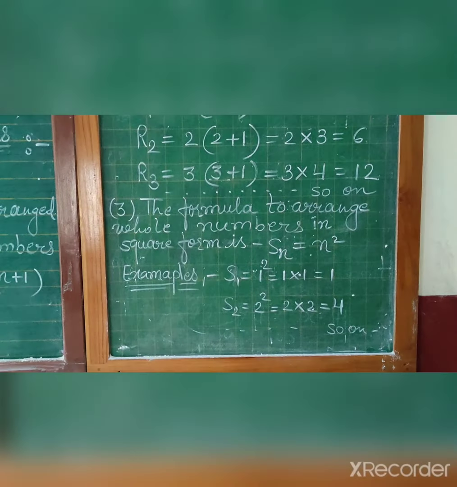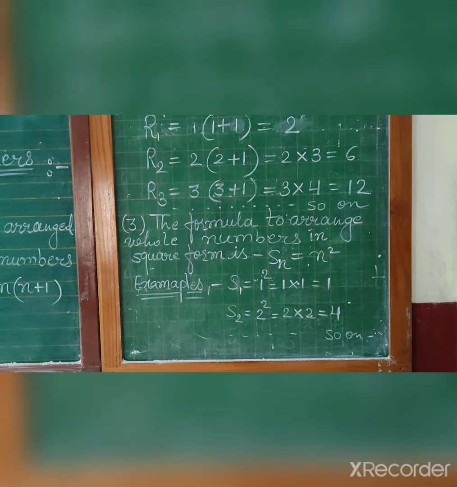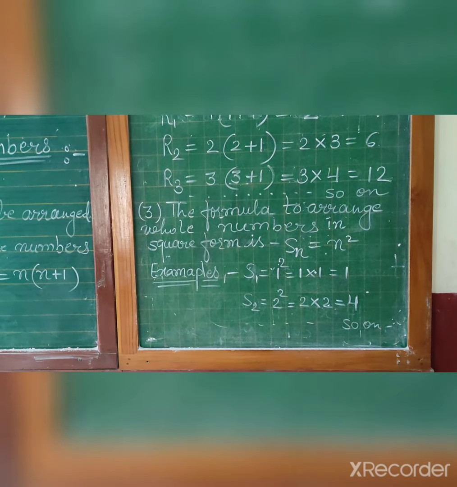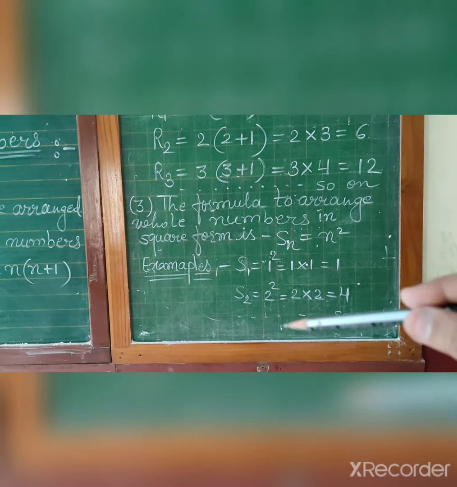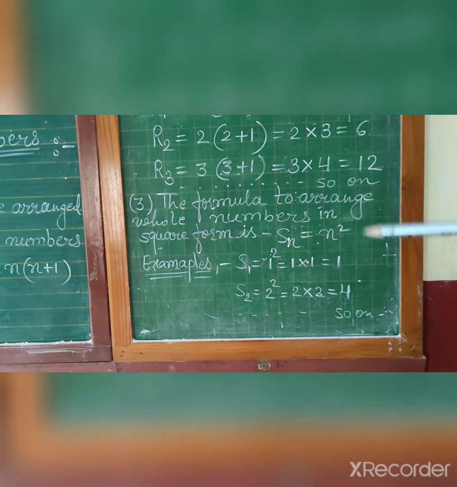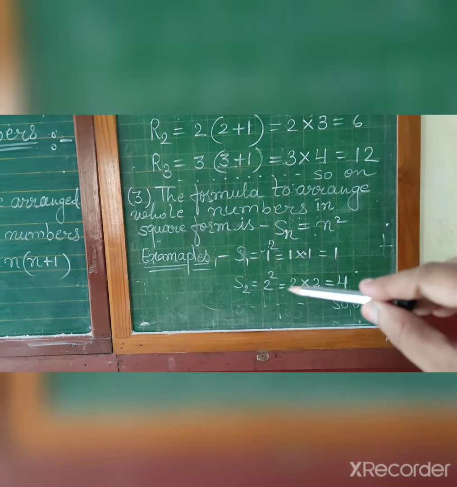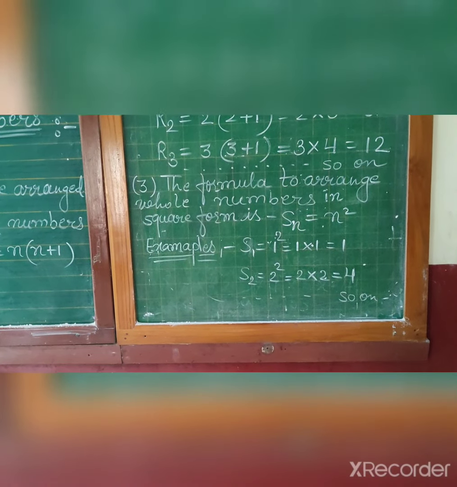Now the formula to arrange whole numbers in square form. For a square, the number should be a square. Sn equals n square. So S1: 1 square, 1 into 1. Next number will be 4, 2 square. S2: in place of n we put 2, so 2 into 2, 4. Next, S3: 3 into 3, 9.